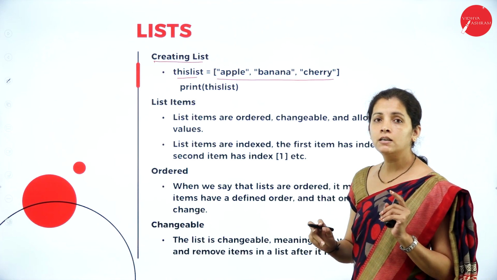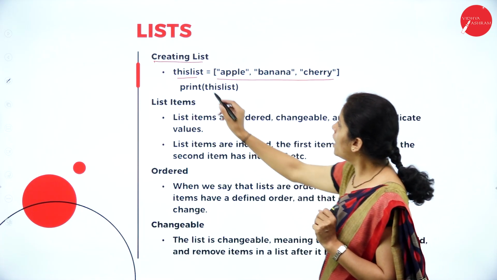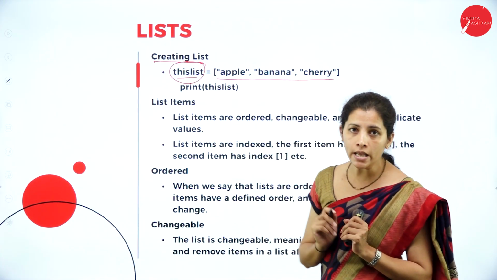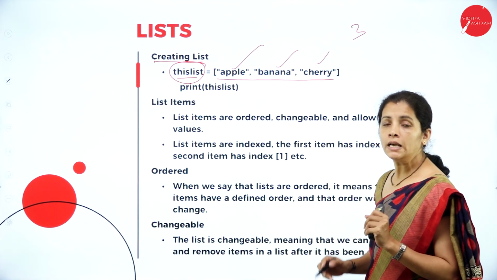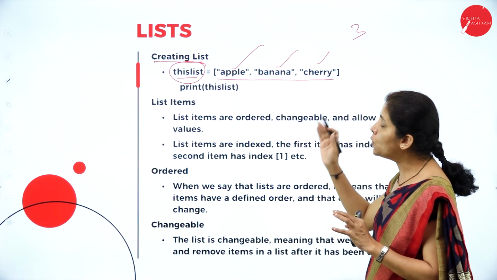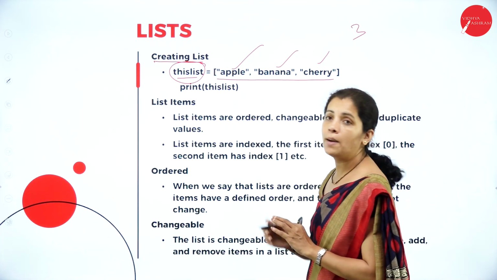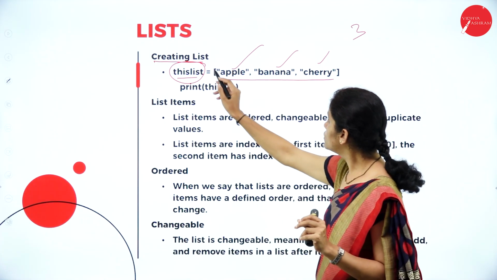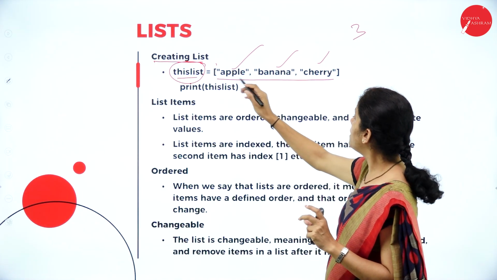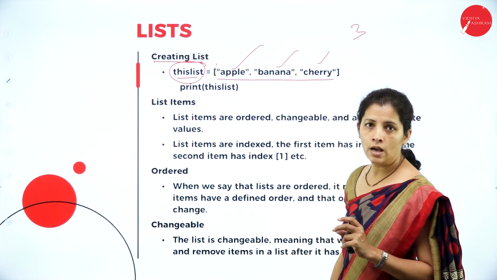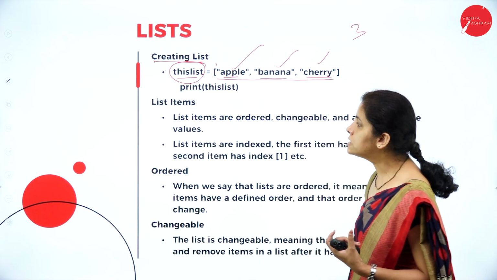See here, what is a list? A single variable holds multiple values. How many variables do I have? One variable. And how many values do I have? Three values. So a list is nothing but it stores a collection of elements. Okay, see here how I'm going to define the list. So square brackets, and within double quotes I'm placing the values. And what kind of list is it here? It is a string list, right?